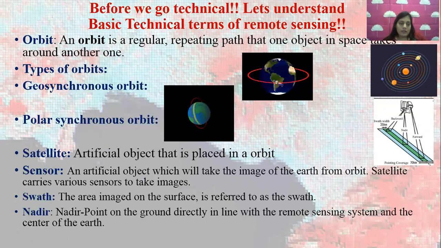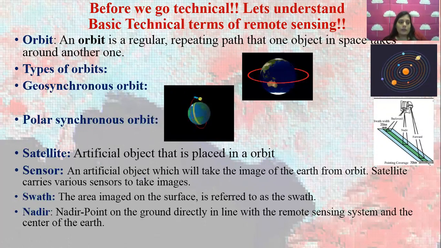First of all, we will discuss what an orbit is. We all know that there are nine planets and there is a sun. All of them are revolving in their own orbit around the sun. I have shown the figure here. So I can say an orbit is a regular repeating path that one object in space takes around another one. You have to remember these definitions. These definitions are important.